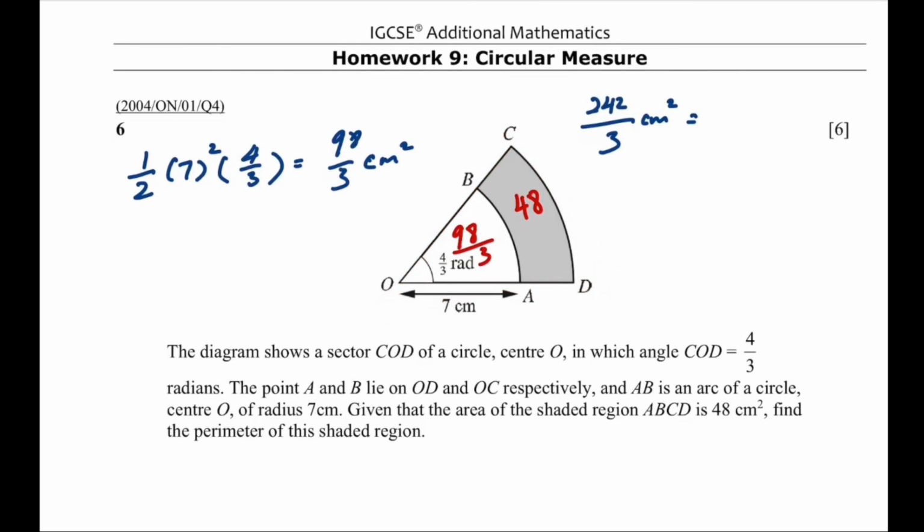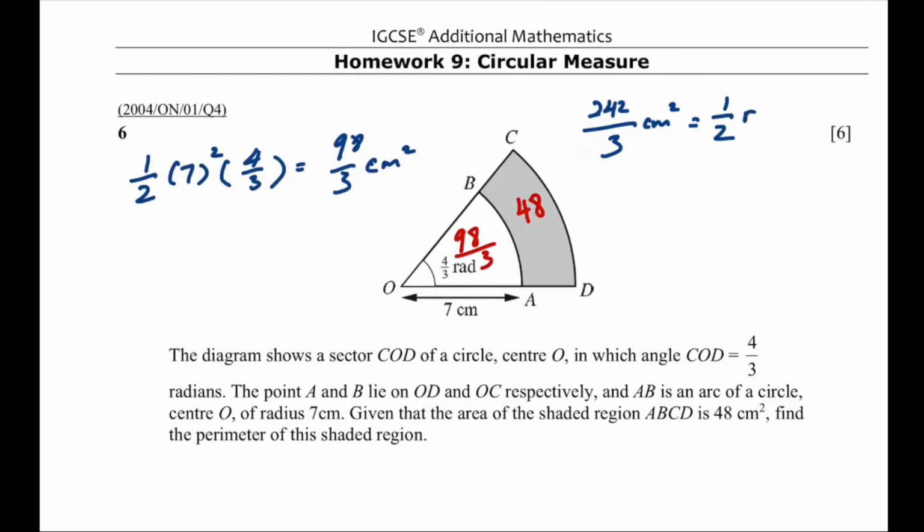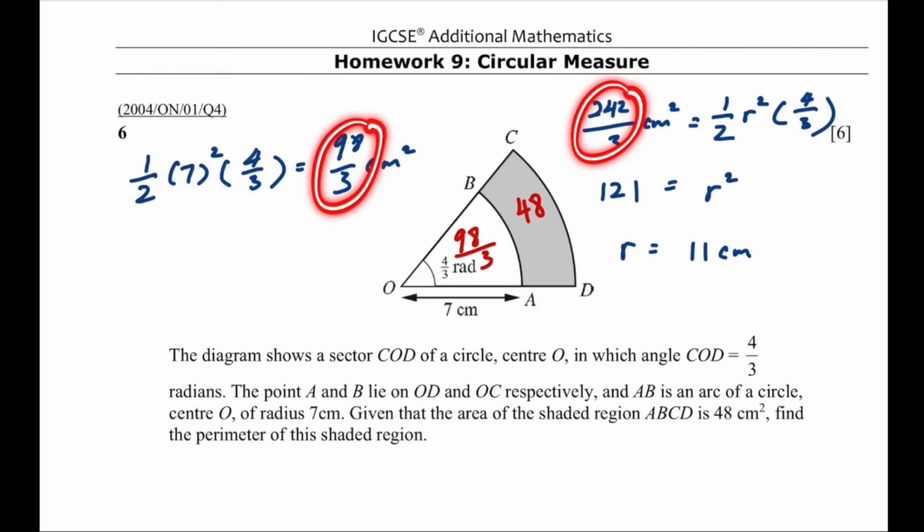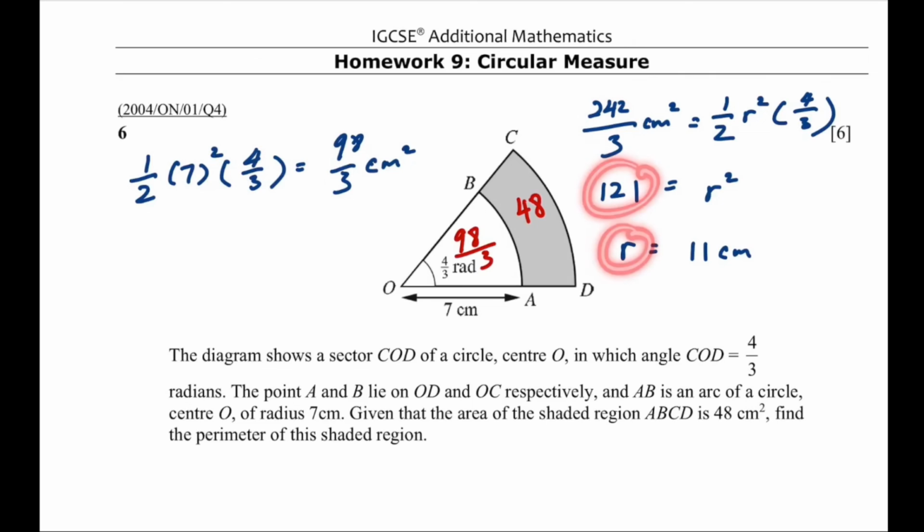And since we know the angle, we can find the radius of the bigger sector. 1/2 r square, theta is 4/3. So make r square the subject. 242/3 divided by 4/3 times 2. So r square should be 121. R should be 11 cm. That's the reason why I keep it in proper fractions, so that it's more beautiful in the end answers. So the radius for the bigger sector is 11.